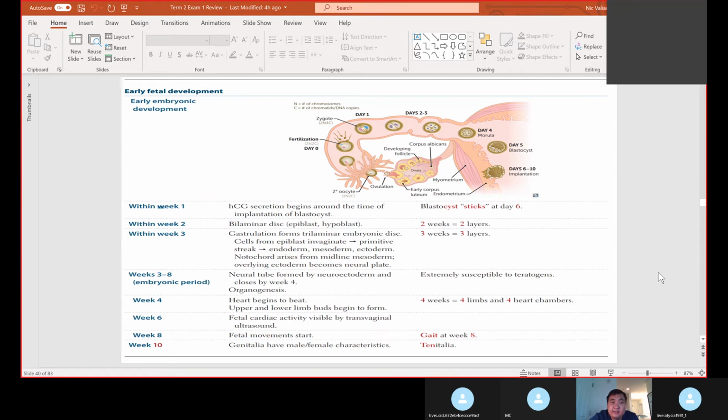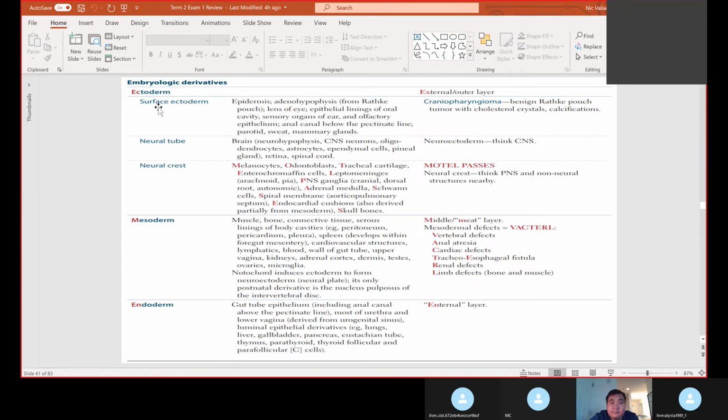High yield, ectoderm: surface ectoderm, neural tube, and neural crest. Neural tube forms your brain, retina, and spinal cord. Surface ectoderm forms your epidermis. Don't forget Rathke's pouch is a surface ectoderm derivative. The lens of your eye, olfactory epithelium, sweat glands, and mammary glands. The rest, neural crest: melanocytes, odontoblasts.